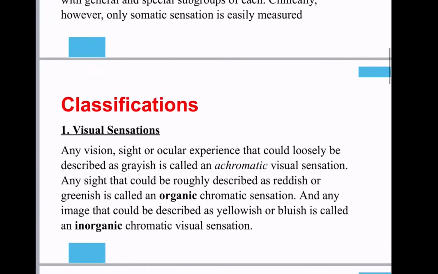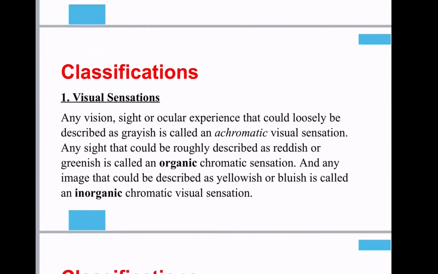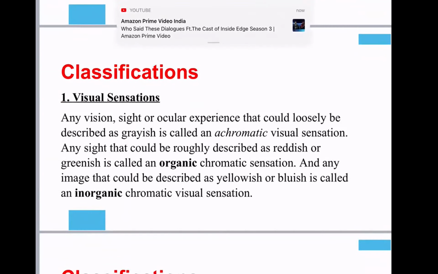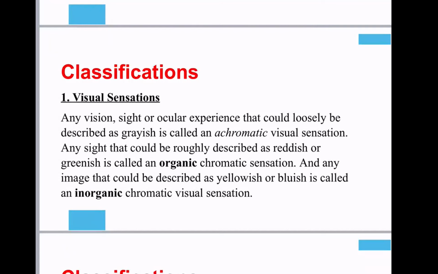So, about the classification, the first one is visual sensation. Any vision, sight or ocular experience that could be described as grayish is called an achromatic visual sensation. Any sight that could be roughly described as reddish or greenish is called an organic chromatic sensation. And any images that could be described as yellowish or bluish is called an inorganic chromatic visual sensation.